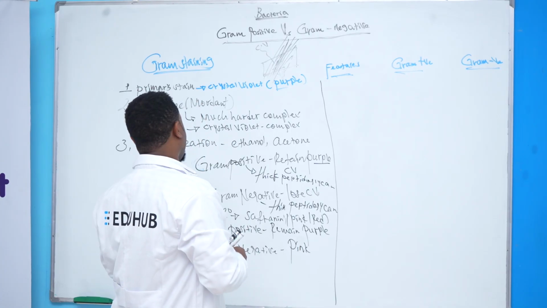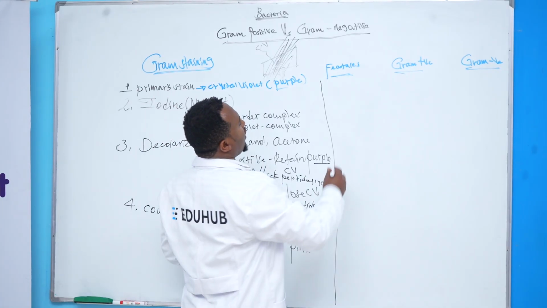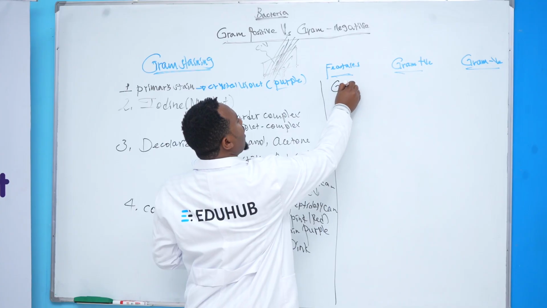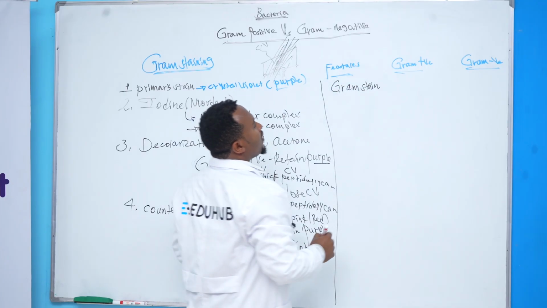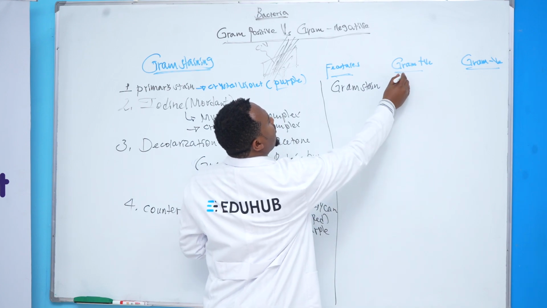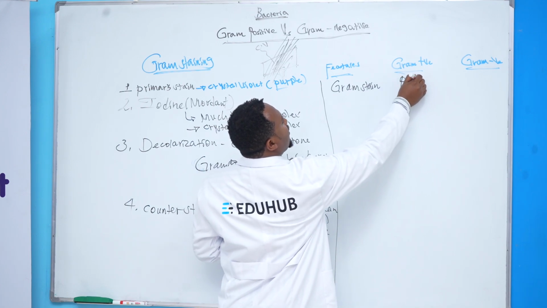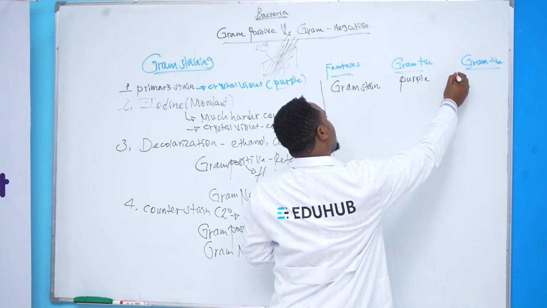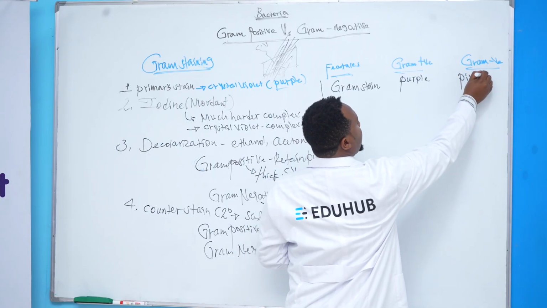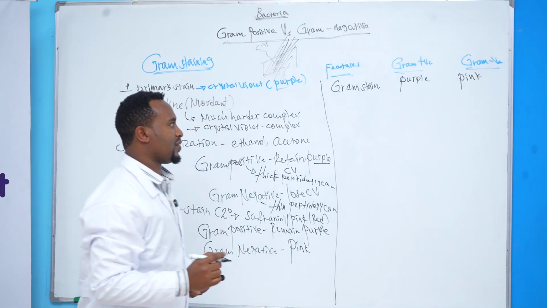So the first feature is gram stain. In gram stain, the gram positive bacteria have, as you said, purple appearance. And gram-negative have pink color. This is one of the difference.